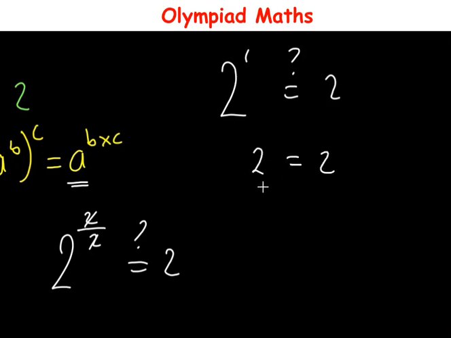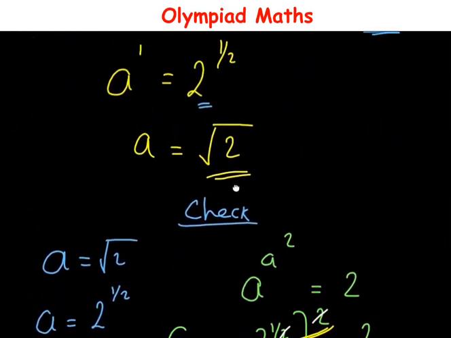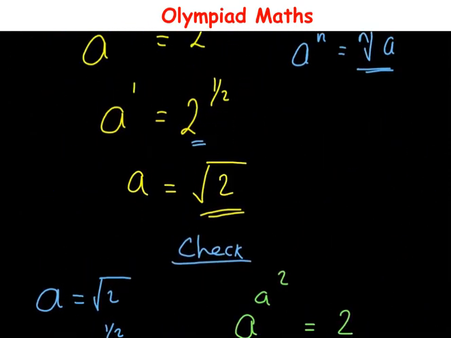Looking at this, what we have on the left hand side equals the right hand side value. This means that the value of a that we got as root 2, or 2 raised to the power 1 over 2, is the correct solution for the value of a.